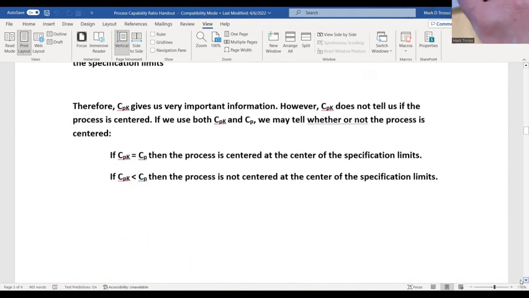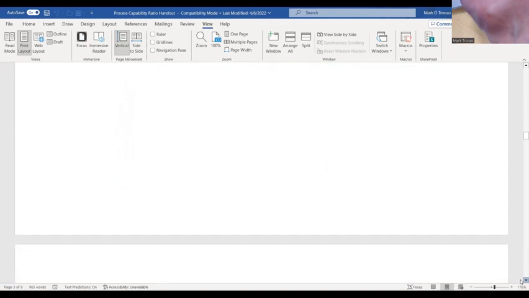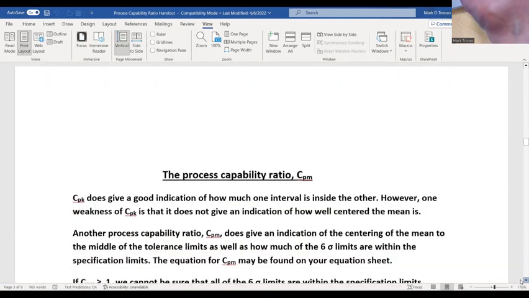And so there are some other things that you can find out. If the CPK and CP calculations are exactly the same, then your process is centered. If the CPK is less than CP, then the process is not centered. When you do problems, you'll see all this. You don't really have to understand it right now.